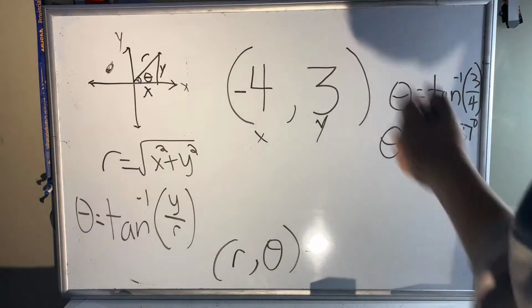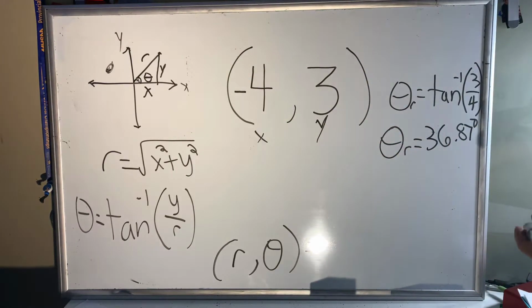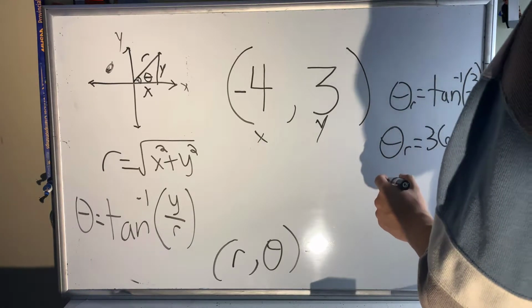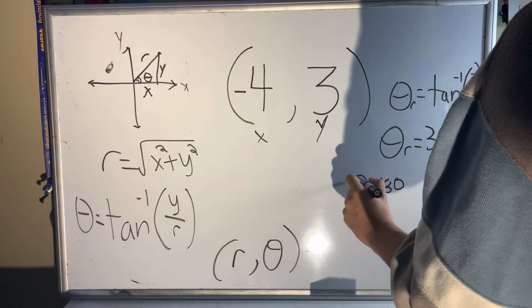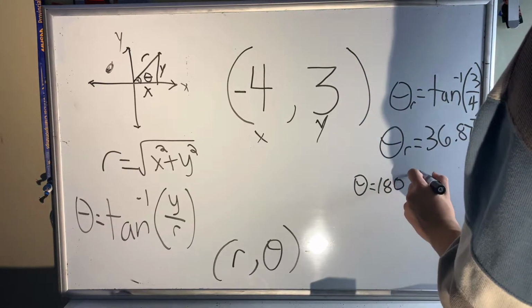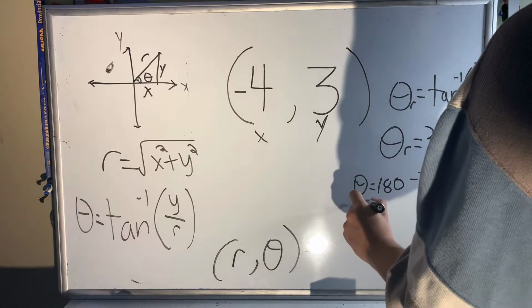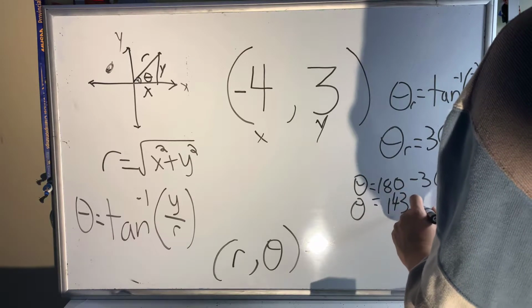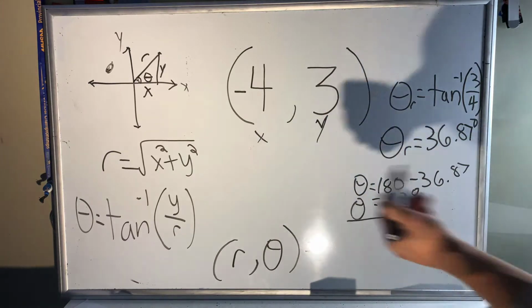Since it's in quadrant 2, we'll take 180 degrees and subtract the reference angle, because it's coming off the x-axis. So our actual theta would equal 180 minus 36.87. That should give us 143 degrees. Let's underline that to keep it for our final result.